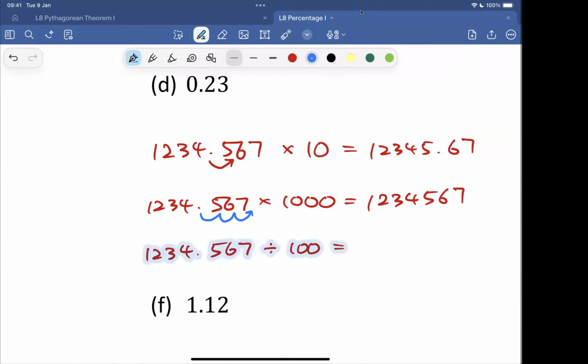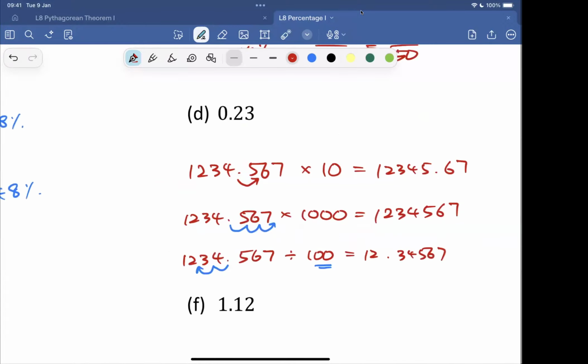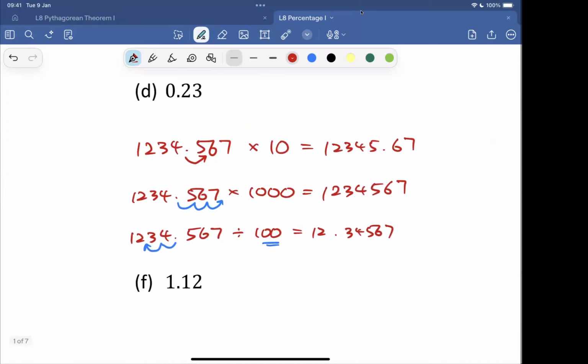How many times do you move it? How many zeros do you have? If you have 2 zeros, then you move it 2 times. That's it. Then the answer will be 12.34567. Ta-da! So now everybody knows how to multiply and divide decimals. You just need to see how many zeros there are.